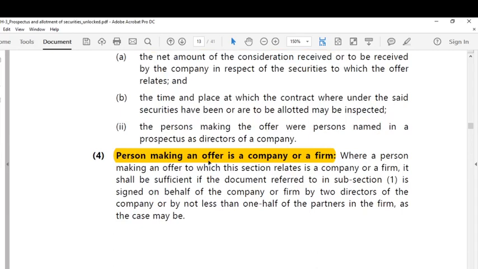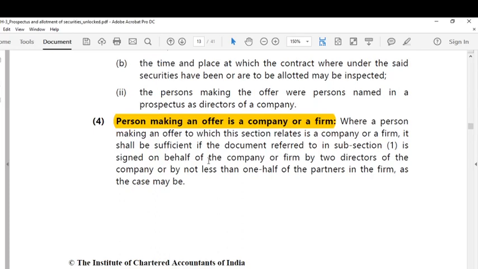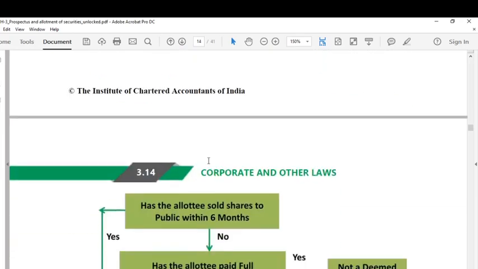And the fourth related provision to the deemed prospectus is that the person making an offer is a company or a firm. Which means to say that here person does not mean an individual. The person here who is making an offer to the public to subscribe for the shares of a company can be a company or a firm. Under section 26 subsection 1 it is clearly stated, and this can be done on behalf of a company or on behalf of an individual or on behalf of partners in the firm, as the case may be.